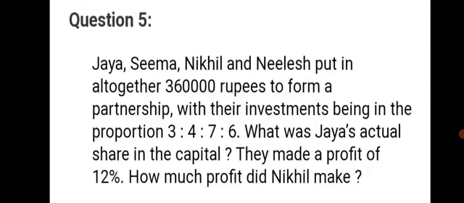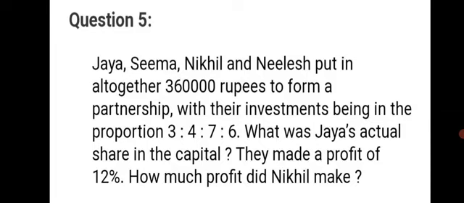Last question, question number 5. Jaya, Seema, Nikhil and Nilesh put in together 3,60,000 rupees to form a partnership, with their investment being in the proportion 3:4:7:6. What was Jaya's actual share in the capital? They made a profit of 12%. How much profit did Nikhil make? So there are two different questions. Let's have a look at the solution.